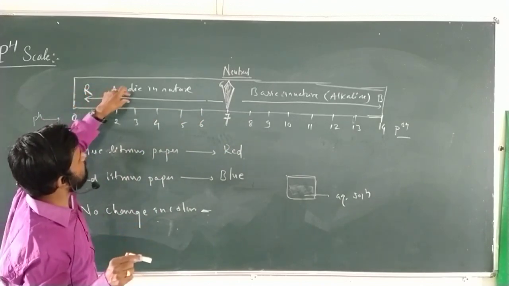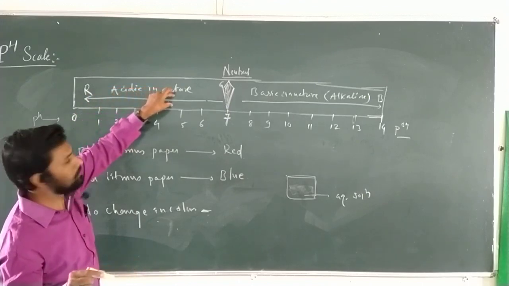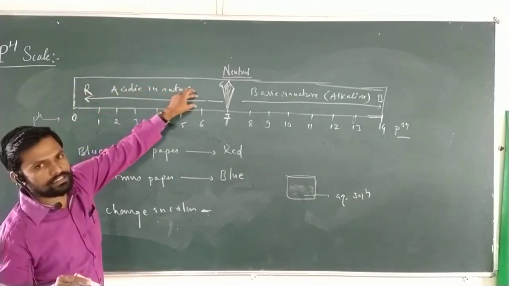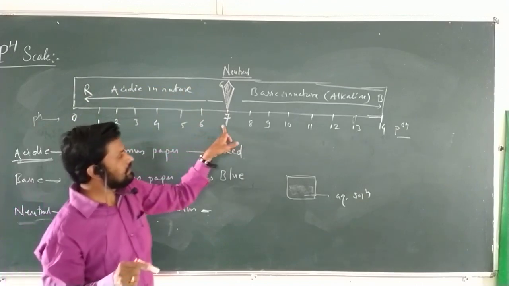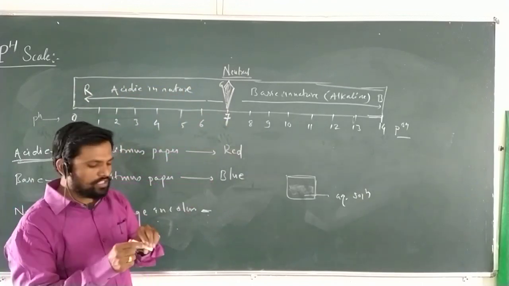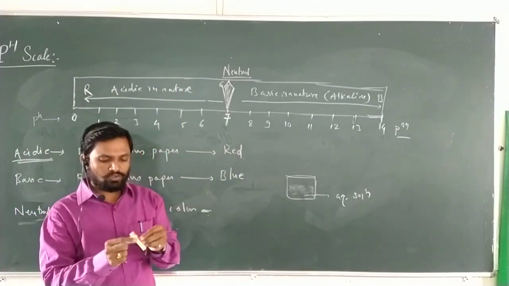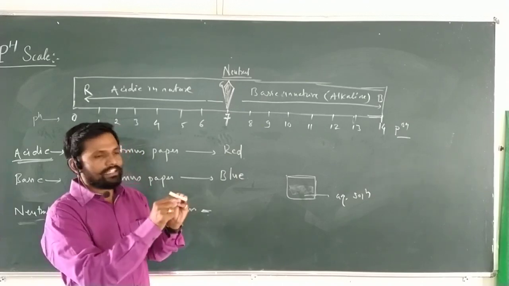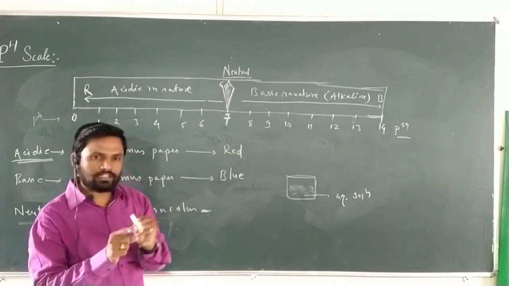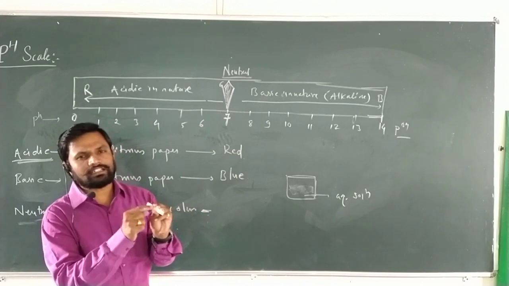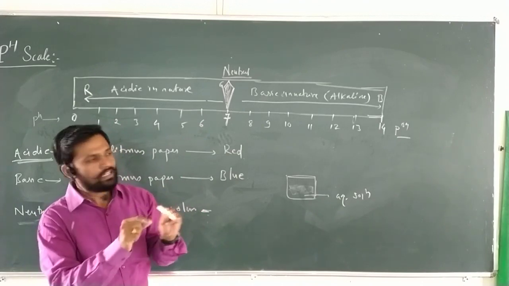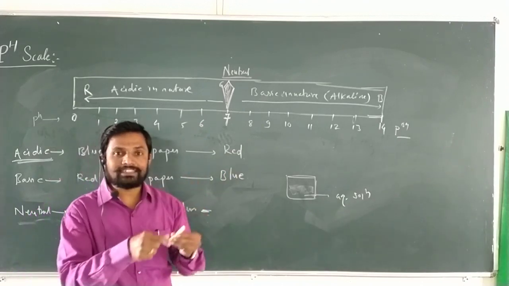The colors change from dark red to pale red, that is light red. At 7, it becomes green. Once you put the drops of the solution on pH paper, if it is green, we can say that is neutral in nature. If it looks red, that is acidic in nature. If it looks blue, that is basic in nature.